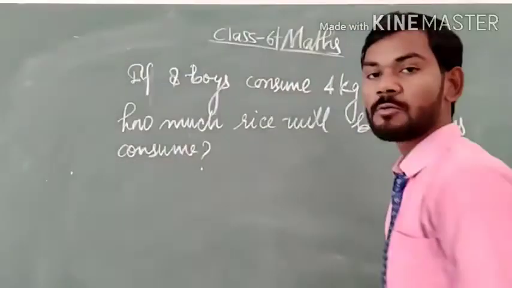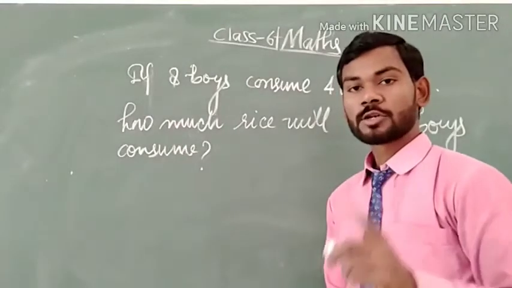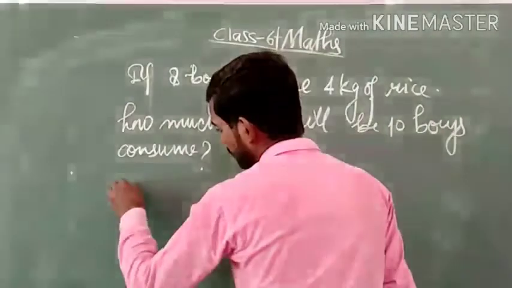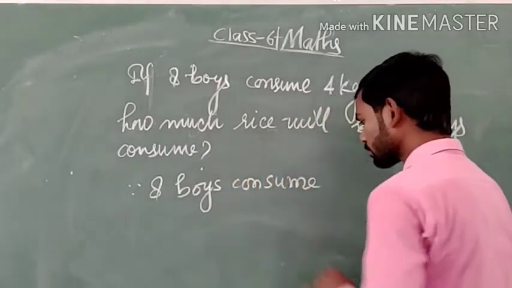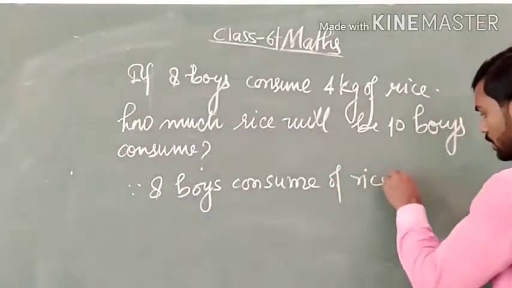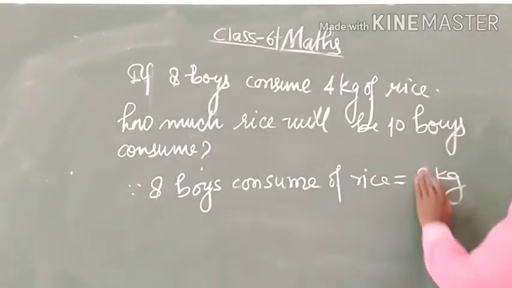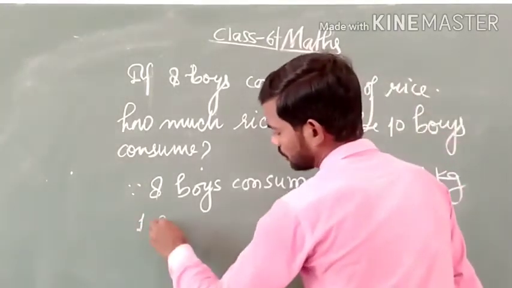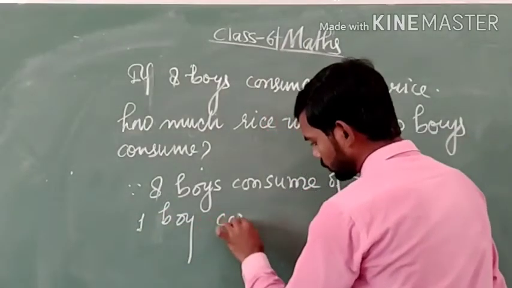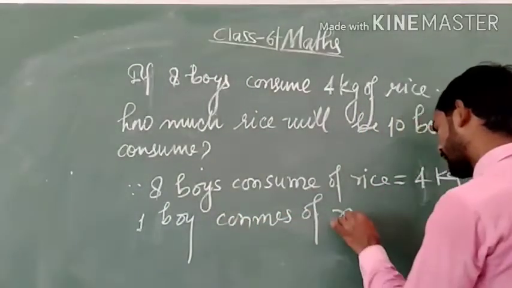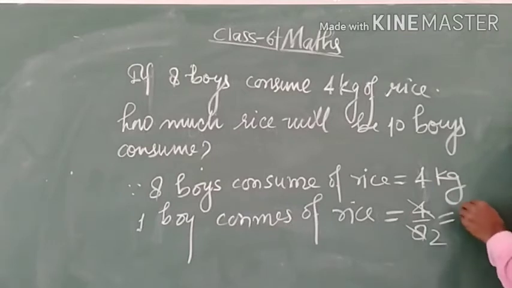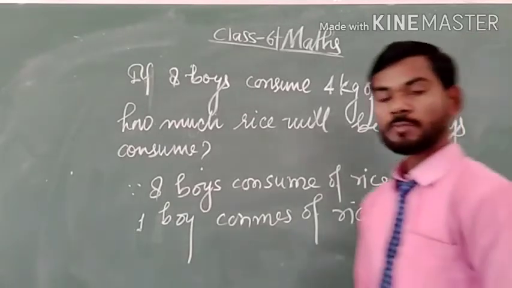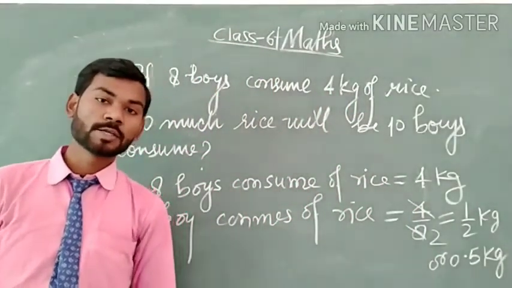First of all, we shall find out how much rice one student or one boy consumes. So here, first of all, we write: since 8 boys consume rice equal to 4 kg, therefore one boy consumes, we shall divide 4 by 8. 4 1s are 4, 4 2s are 8, we get 1 upon 2 kg or 0.5 kg, meaning half a kg of rice is consumed by one student.